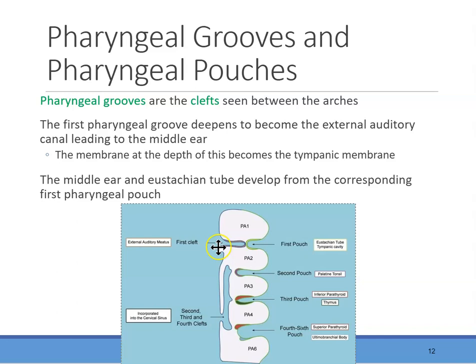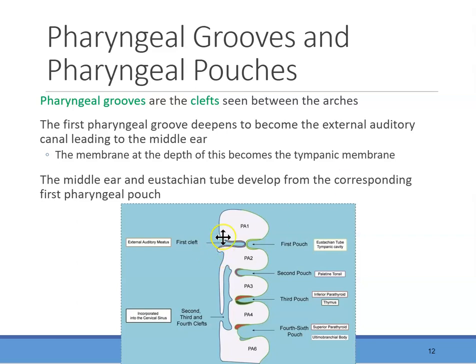So when we look at the first cleft or the first groove, what does it become? It becomes the external auditory canal. So in our ear, we have this canal, and then in the middle ear it eventually becomes the tympanic membrane, or the eardrum.